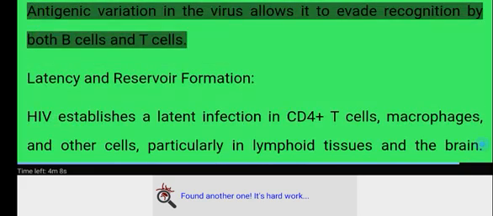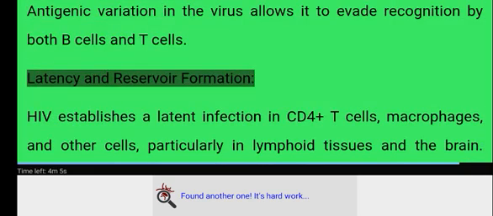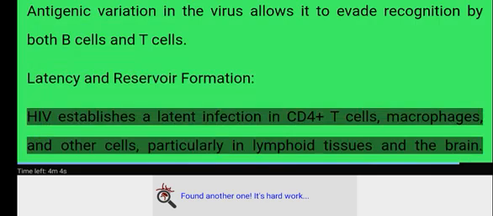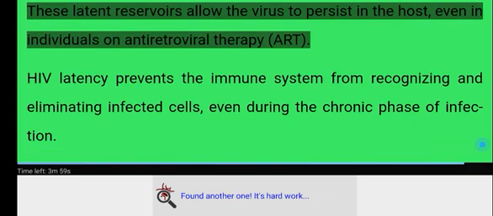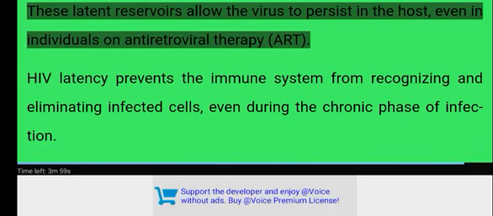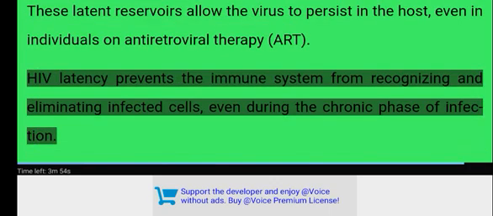Antigenic variation in the virus allows it to evade recognition by both B cells and T cells. Latency and reservoir formation. HIV establishes a latent infection in CD4 plus T cells, macrophages, and other cells, particularly in lymphoid tissues and the brain. These latent reservoirs allow the virus to persist in the host, even in individuals on antiretroviral therapy (ART). HIV latency prevents the immune system from recognizing and eliminating infected cells, even during the chronic phase of infection.